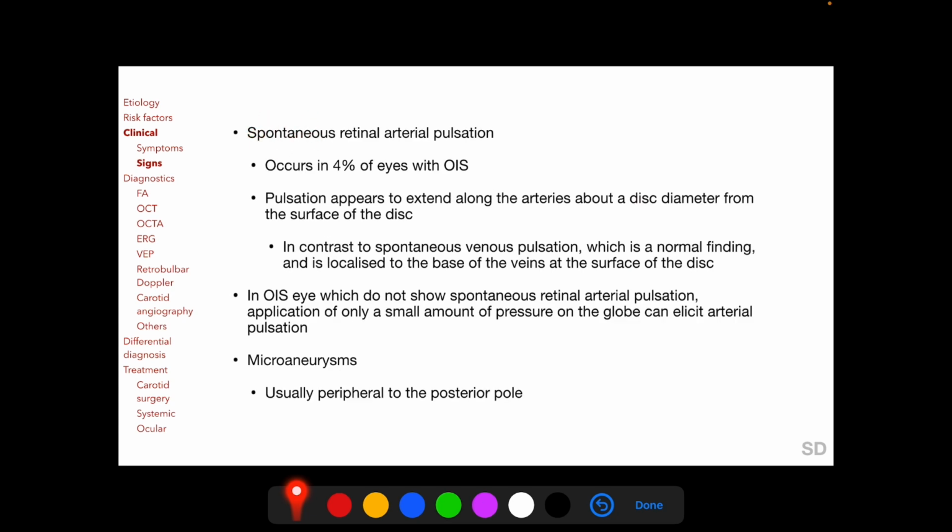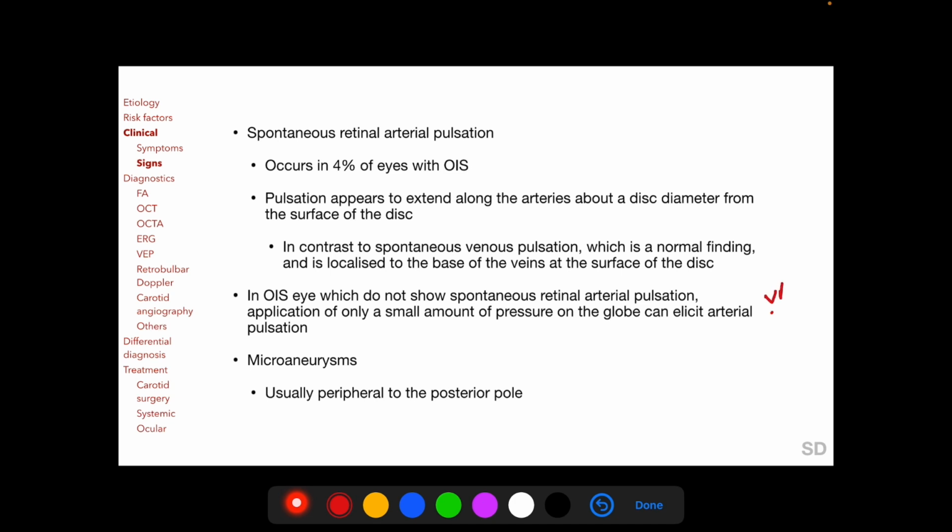Spontaneous arterial pulsation occurs in 4% of eyes with OIS, and the pulsation of arteries appears to extend along the arteries about one disc diameter from the surface of the disc, and this is in contrast to spontaneous venous pulsation, a normal finding in some eyes which is localized to the base of the veins at the surface of the disc. And in OIS eyes which do not show spontaneous retinal arterial pulsation, application of only a small amount of pressure on the globe can elicit arterial pulsation, and spontaneous or inducible arterial pulsation is a very characteristic finding of eyes with OIS.